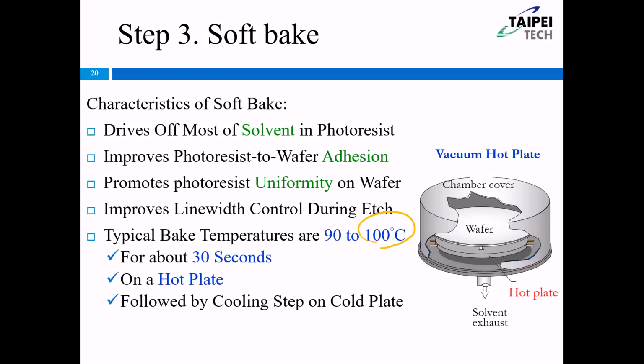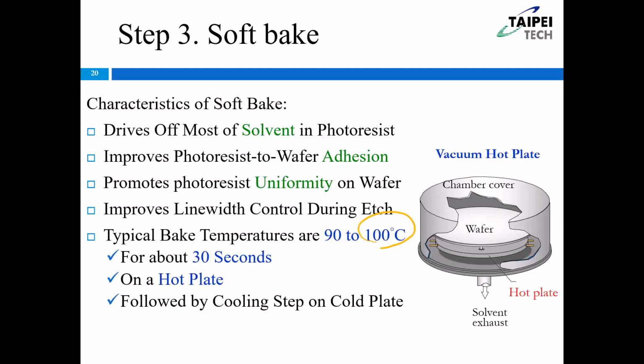Don't try to remember 90 to 100 degrees Celsius. Just remember 100, it is much easier for you. So for the soft bake, it's around 100 degrees Celsius. Usually the duration is very short, like 30 seconds, less than 1 minute. So you put the silicon wafer on the hot plate at 100 degrees Celsius for around 30 seconds.